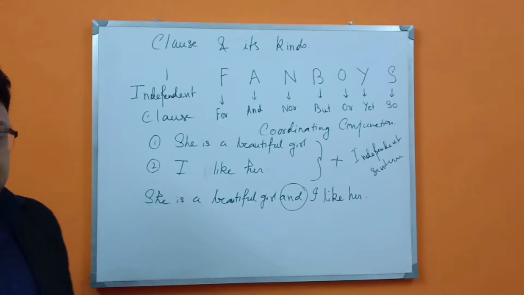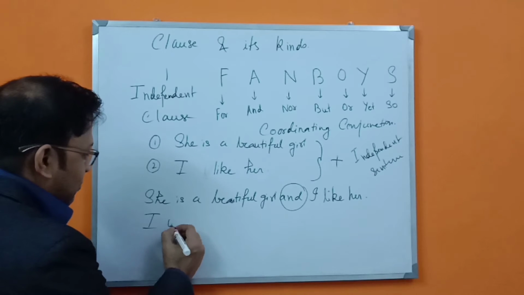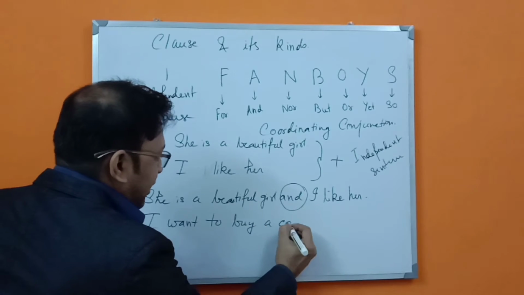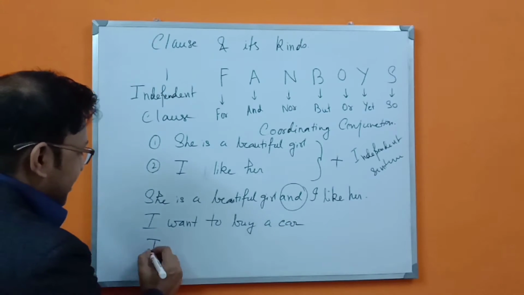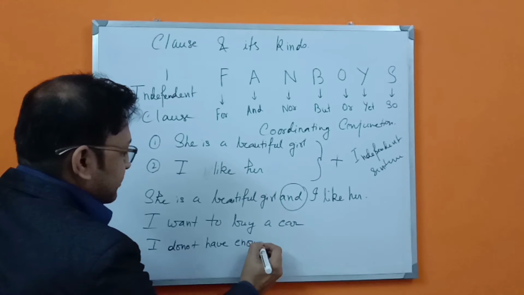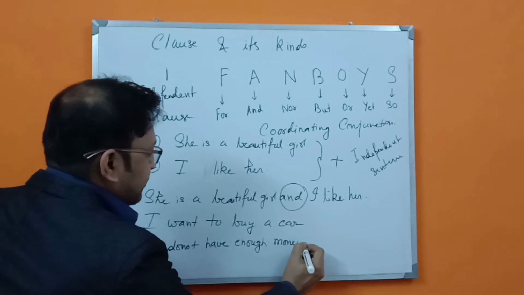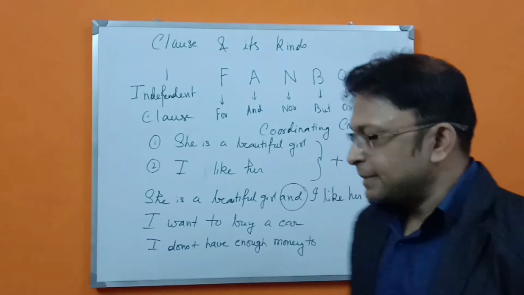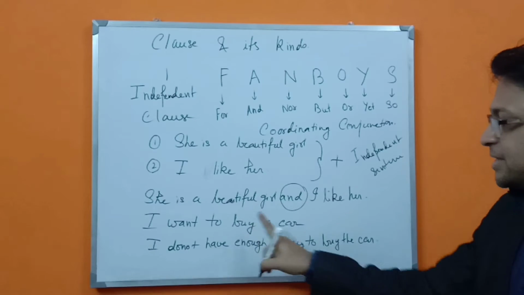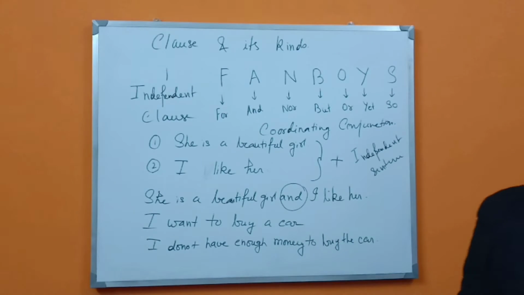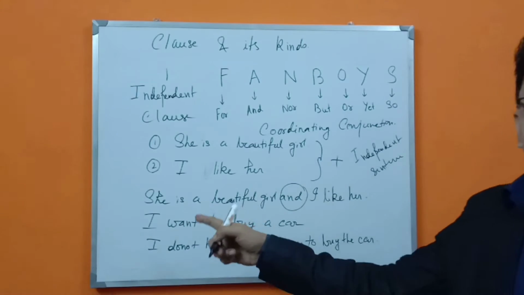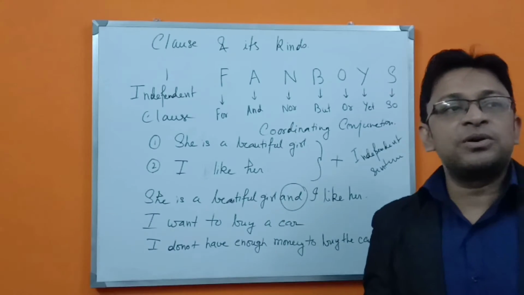Suppose another sentence: I want to buy a car. I do not have money to buy the car. So these are the two sentences. Both are giving you complete meaning. I want to buy a car. What do I want to buy? A car. And who wants to buy a car? I. So you are getting the subject, the object and the verb, which gives you complete sense.